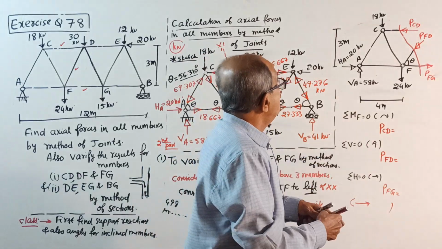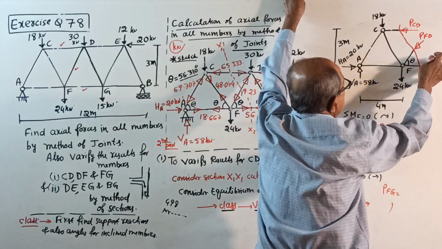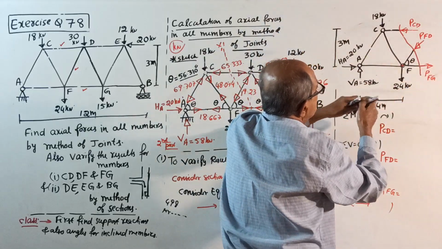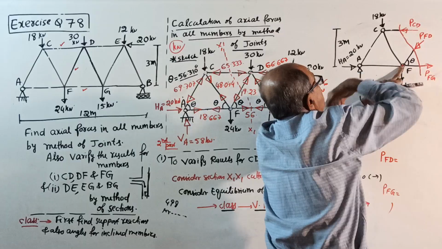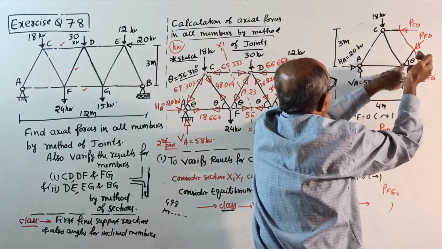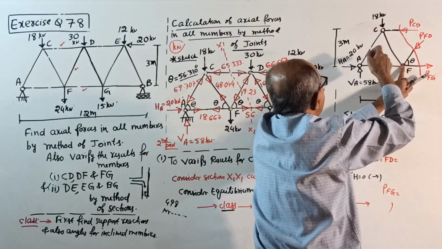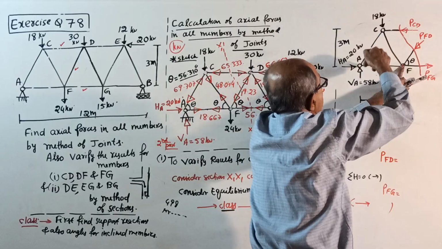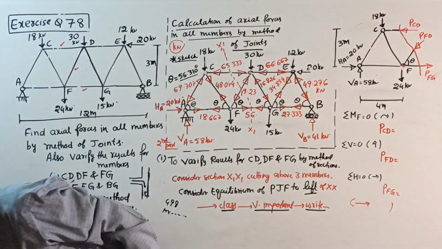Okay, start. 3 unknowns are there. Where 2 unknowns are meeting, F. Take moment about F. See now, I will dictate. Minus PCD into 3 minus 18 into 2 by root 2 plus 58 into 4 equal to 0. You will get the value of PCD.